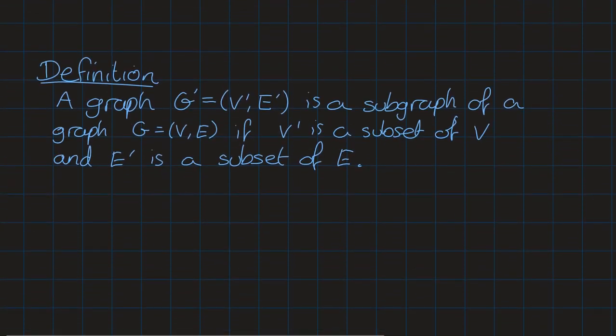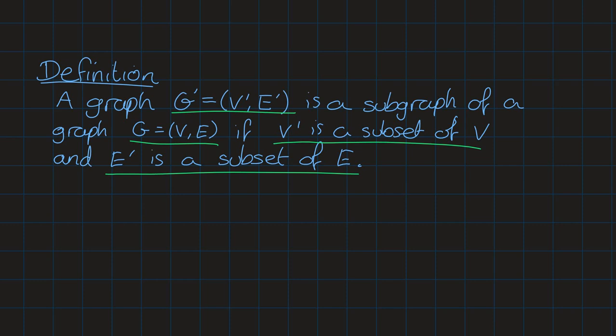It's a really abstract definition, but the concept is quite straightforward once you see some examples. So let's just try and get through the definition and onto some examples as quick as possible. A graph G prime equals V prime, E prime, so V prime is the vertices, E prime is the edges, is a subgraph of a different graph G equals V, E if V prime is a subset of V and E prime is a subset of E.